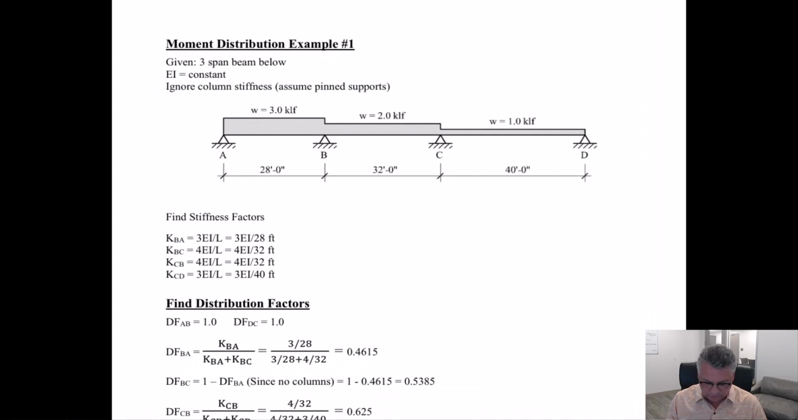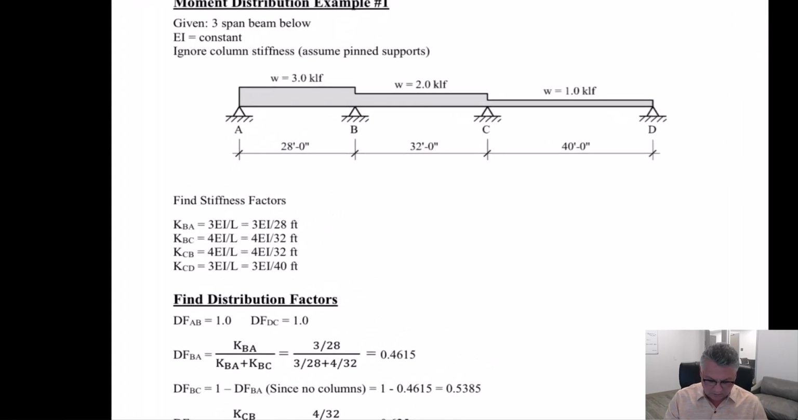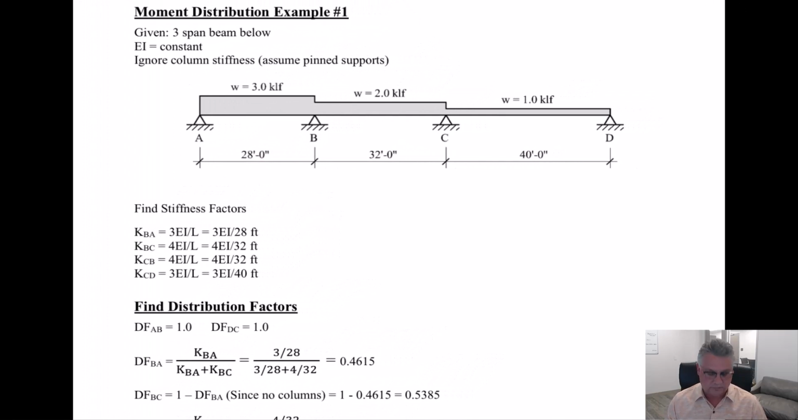So let's get right into it. Here's a 3-span beam, 3 kips a foot on the first span, 2 kips a foot on the second, 1 on the third, changing various span dimensions. Start with finding the stiffness factor.